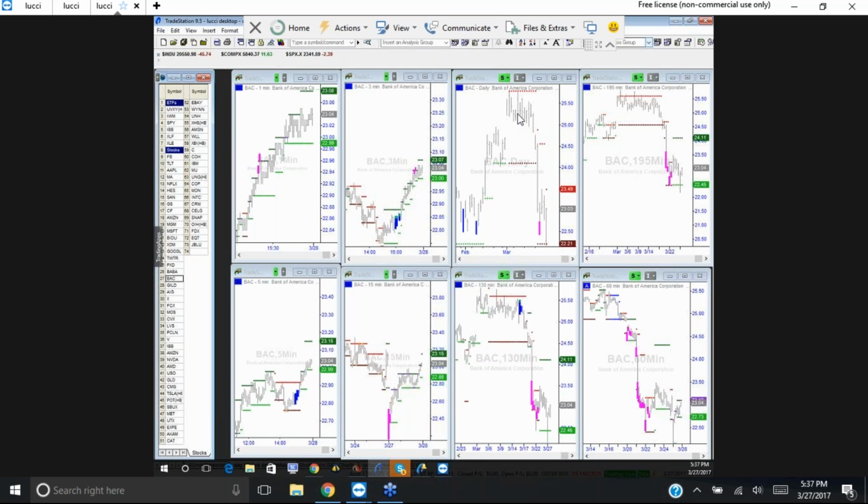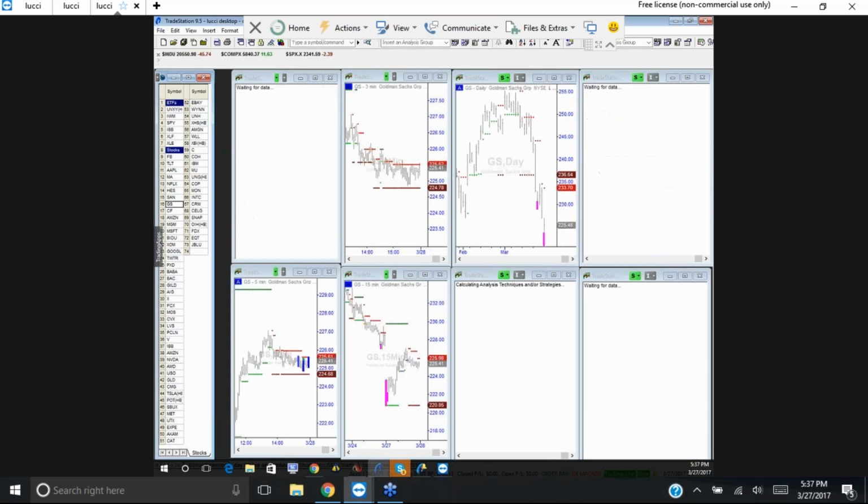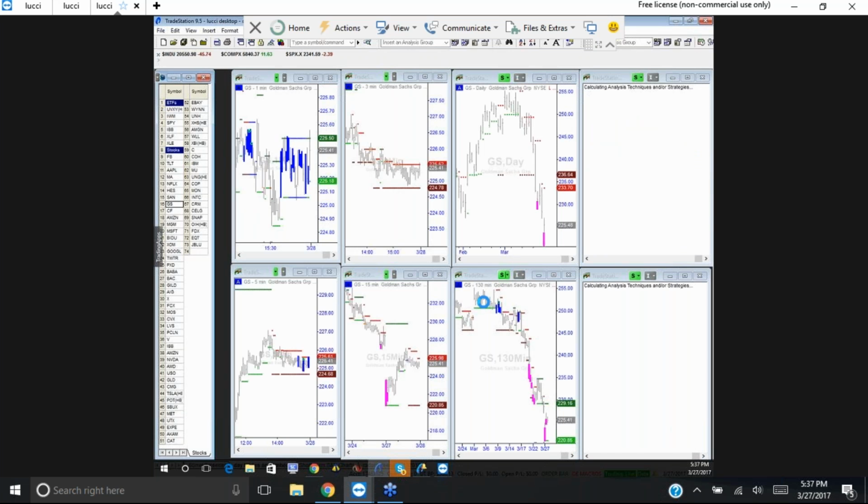But last week had a lot of selling in the banks, finally. If you take a look at names like Goldman Sachs and Bank of America, what you guys are looking at right now is a TradeStation setup with different time frames. You're going to get these signals on every single one of these time frames, and we're focusing more on the daily, 130-minute, 60-minute, and 15-minute.